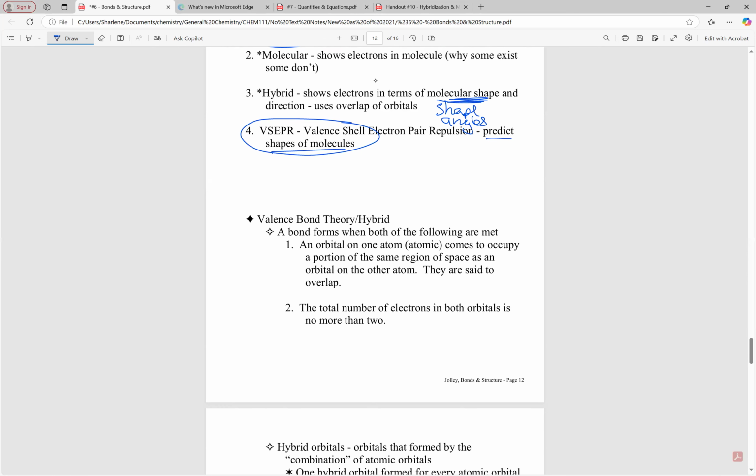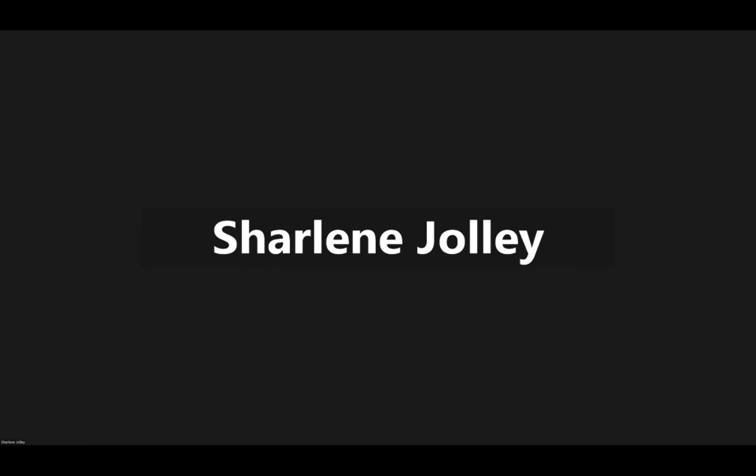And so a bond forms when the following are met. Okay, so both conditions must be met. An orbital on one atom, which is one of those atomic orbitals, S, P, D, or F, comes to occupy a portion of the same region of space as an orbital of the other one. So basically, there's overlapping. And the total number of electrons in both orbitals is no more than 2. And let me give you a visual of this.